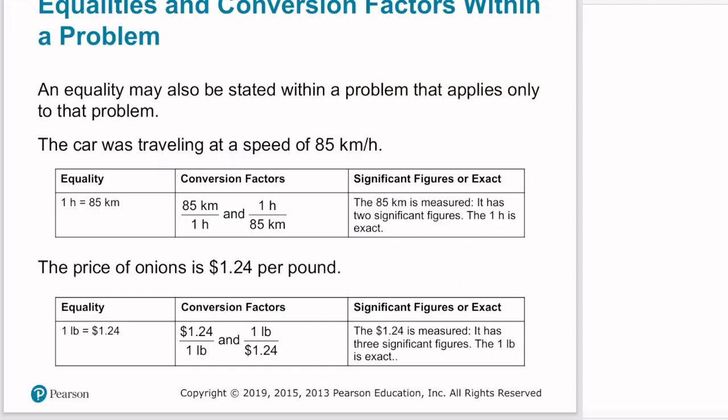Sometimes we may find an equality stated within a problem that may be unique to that problem, and we can use that equality then as a conversion factor. It's important to recognize that an equality can always be used as a conversion factor depending on the specific case. For example, if we have a car traveling at 85 kilometers per hour, we can use that 85 kilometers per 1 hour as a conversion factor. Or if we have the price of onions being $1.24 per pound, we can use the $1.24 per pound as a conversion factor.